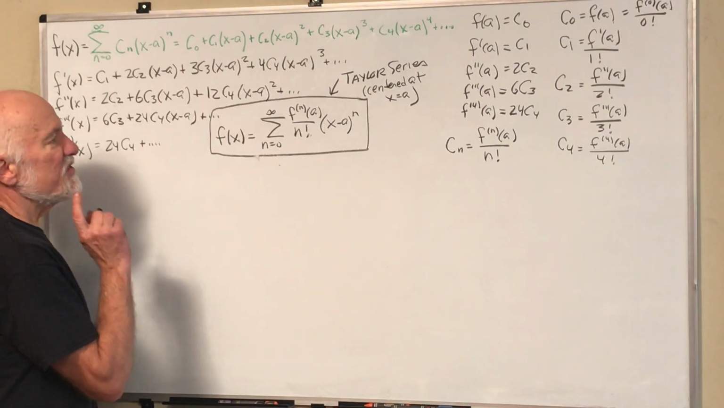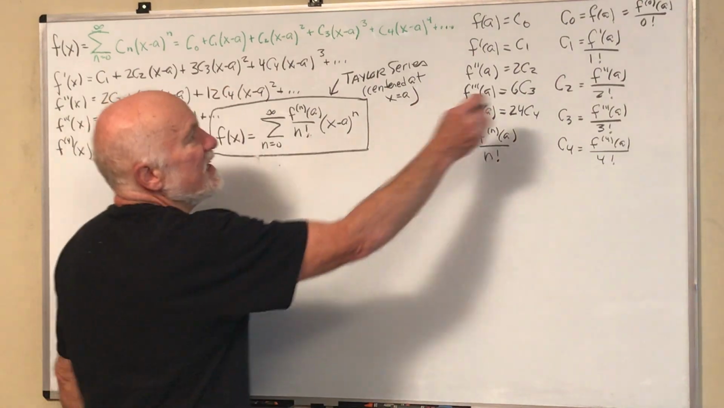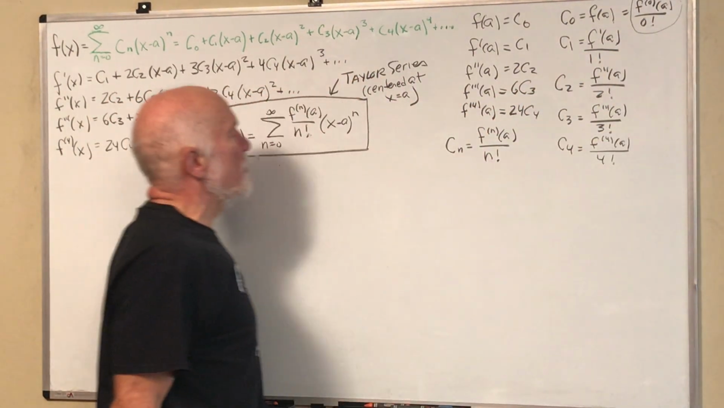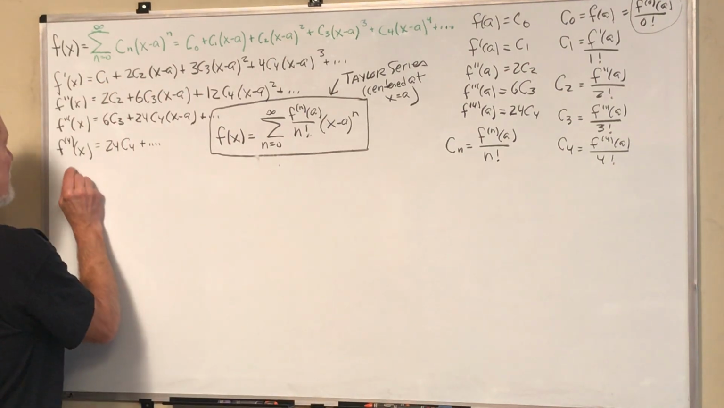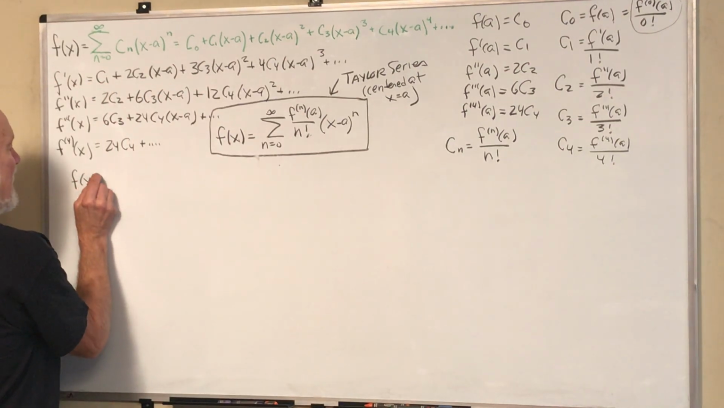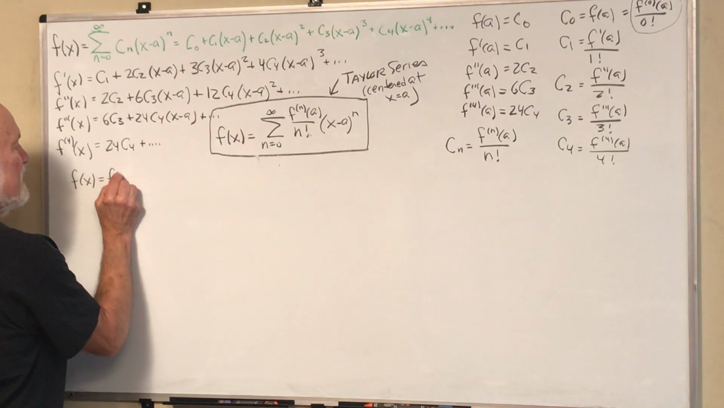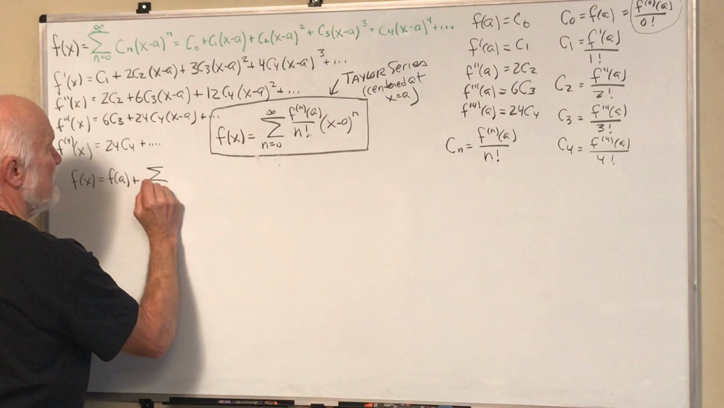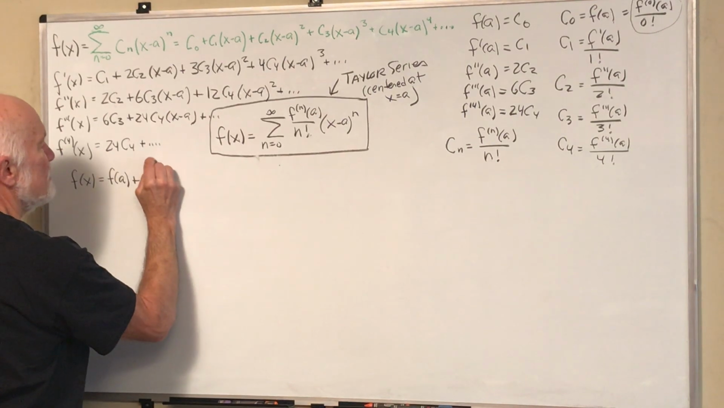Now, this looks kind of funny, this 0th derivative and 0 factorial. When I like to write them out, I like to just say f of a plus the summation from n equals 1 to infinity.